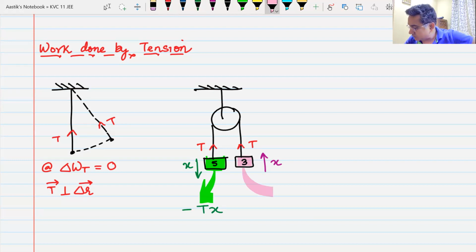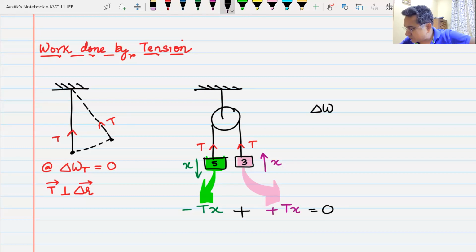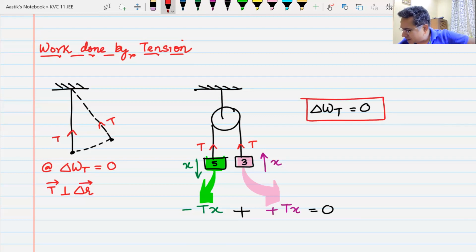What about this one? Plus Tx. Now if I ask you what is the total work done by tension on this entire thing, what is the total work? Zero. Work done by tension is zero. Whether it is moving like this or two blocks attached, the work done by tension will always come out to be zero.